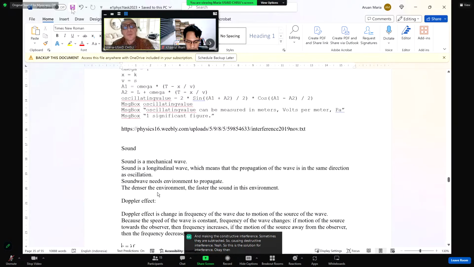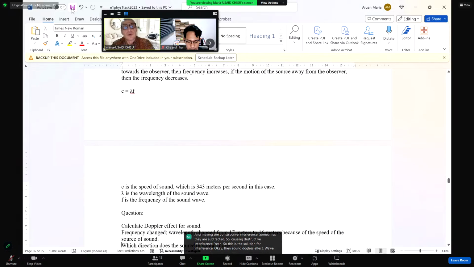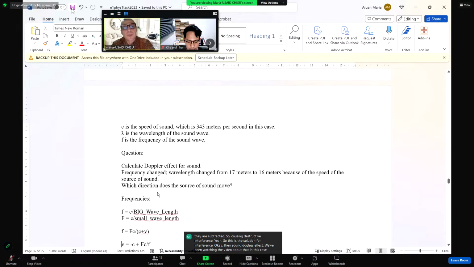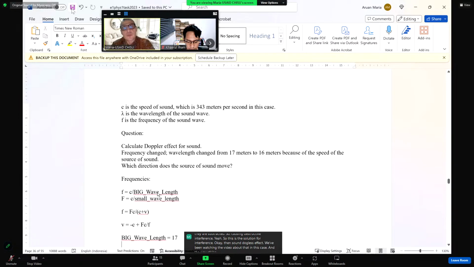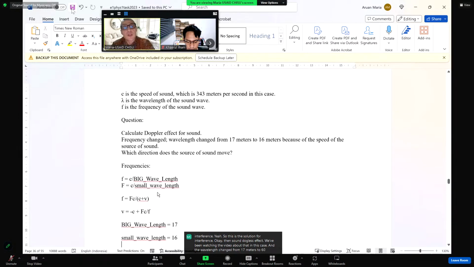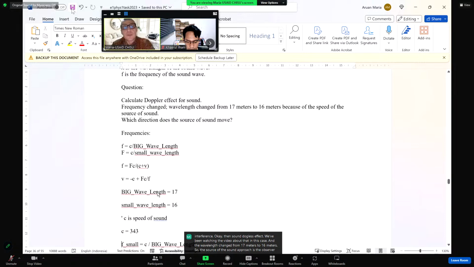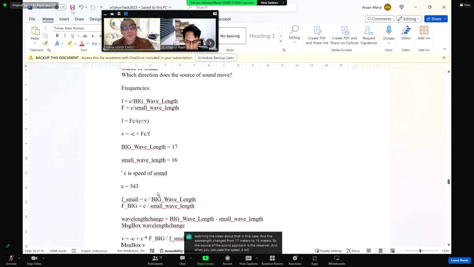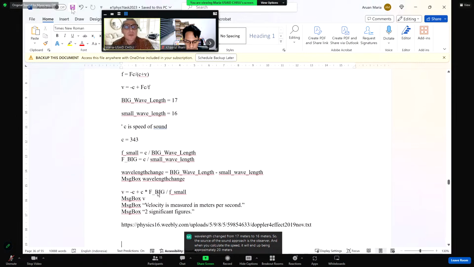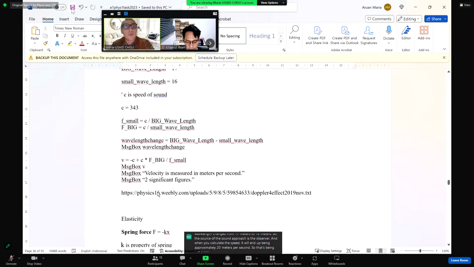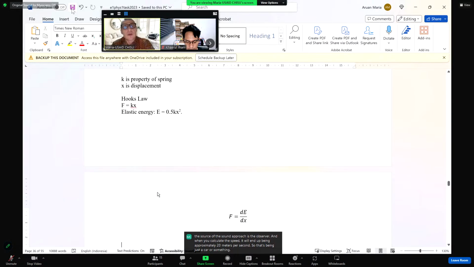Okay, then the sound Doppler effect. We've been watching the video about that. In this case, the wavelength changed from 17 meters to 16 meters, so the source of the sound approaches the observer. And when you calculate the speed, it ends up being approximately 20 meters per second. So that's just a car or a motorbike or something like that.